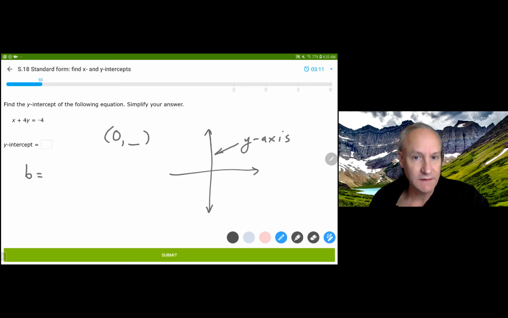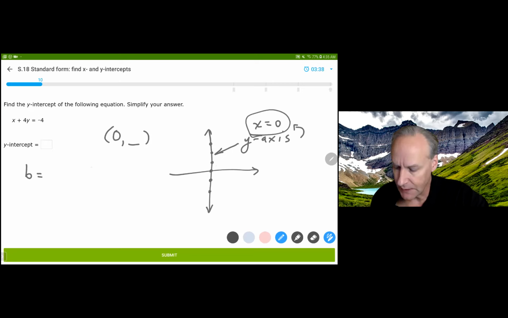By the way, its equation is x equals 0, because no matter where I go, that's 1, 0, 2, 0, 3, 0, negative 1, 0, 0, 0, negative 2, 0. No matter where I go on the y-axis, x is equal to 0. A lot of people get this backwards. It's a really easy mistake to make. So I know I'm kind of over teaching this, but I want to make sure that you understand why I'm doing what I'm doing. Now I have x plus 4y equals negative 4.